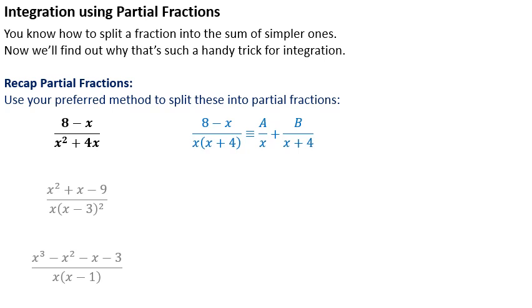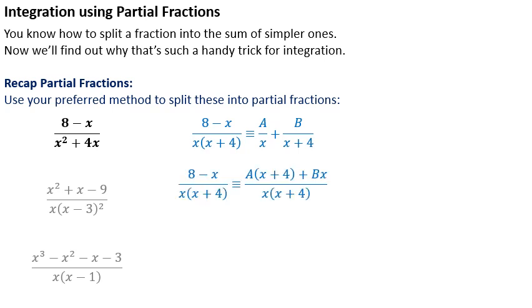It's important also to notice for this one, we're looking at a proper algebraic fraction. In other words, the order of the top, it's linear, so it's a polynomial of order 1, is strictly less than the order of the bottom, which is quadratic, so it has order 2. So we say that (8 minus x) over x(x plus 4) may be identical to some combination of fractions with denominators of x and x plus 4.